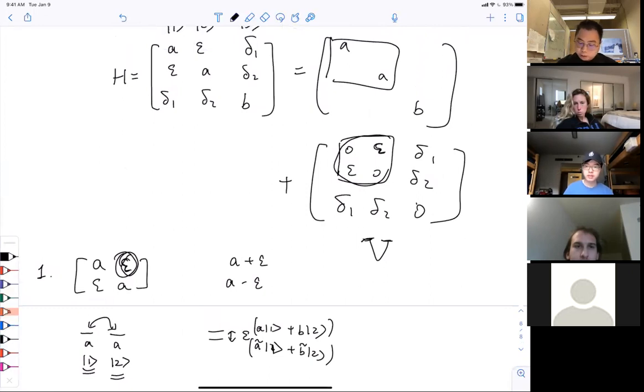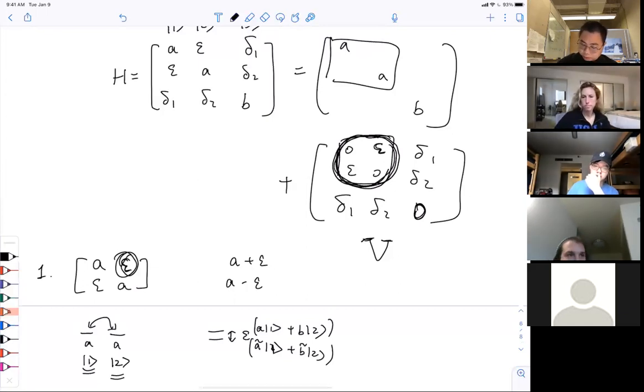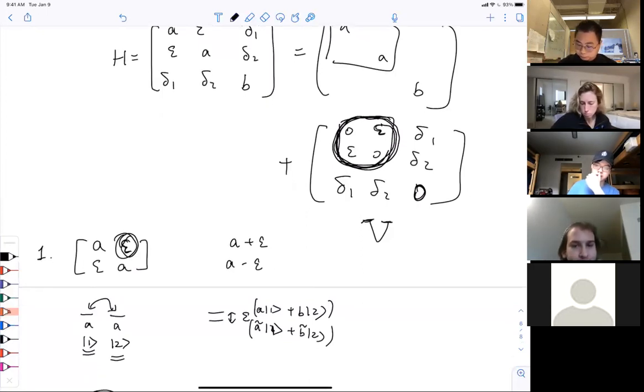So at the first order, we only look at what stays within the subspace, right? We don't need to worry about delta 1, delta 2. They are hopping between the third level and the levels within the subspace. That corresponds to higher order, right? That's right. But I mean to any order.